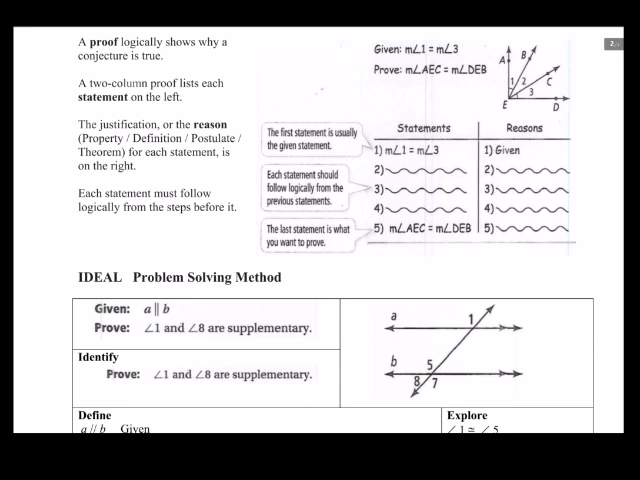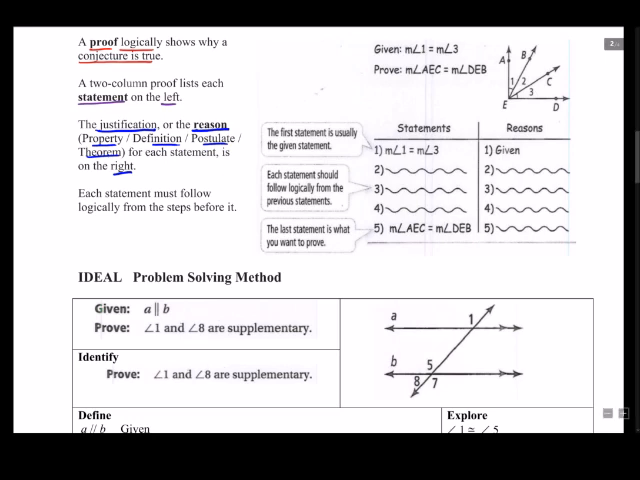Now let's take a look at proofs. We said that a proof is a logical path to show why our conjecture is true. Conjecture is just an idea that we want to be true. We are going to be writing 2-column proofs, and the statements go on the left, and your justification, which is the reason, which will be a property, definition, postulate, or theorem, will go on the right.